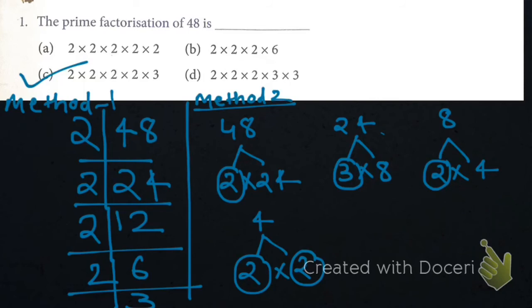So 2 how many times? You can see that 1, 2, 3 and 4. So 2 here is 4 times, and 3 here is 1 time. So this is our answer. You can solve by any method here, no problem. Now let's move to another question.